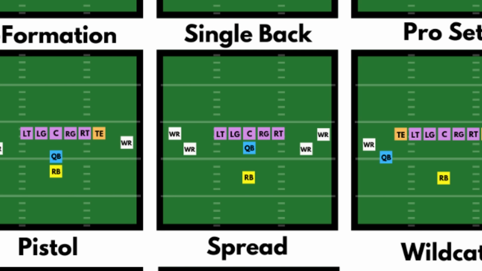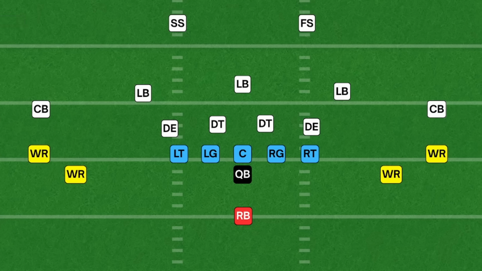Spread. Take the single back formation and replace the tight end with another receiver. Now you have 4 wide receivers and 1 running back. Welcome to the spread formation. The goal is simple. Force the defense to cover the entire width of the field. With 4 receivers spread out from sideline to sideline, the defense has to spread out too. This creates more space in the middle of the field and lighter boxes for running.